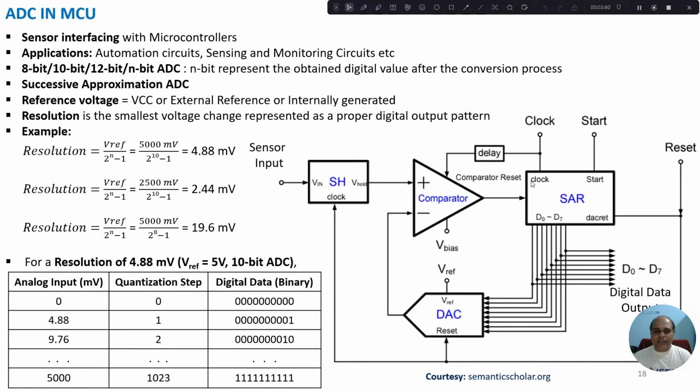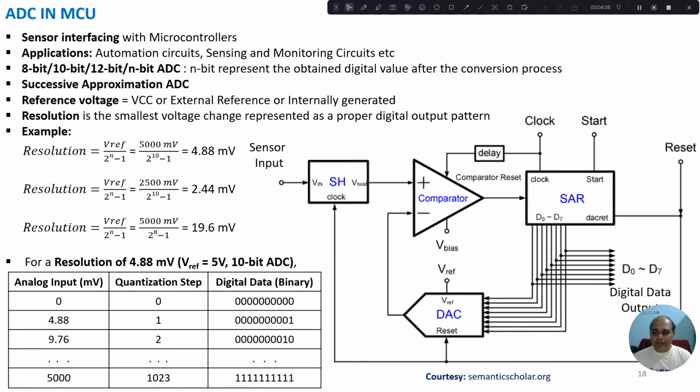For example, if I take an 8-bit value, it starts with 8 zeros, then increases to a maximum value of 8 ones. Altogether we will have 2 power n combinations. So 2 power 8 means we will get 256 combinations of digital data present in this SAR register in case of an 8-bit SAR.